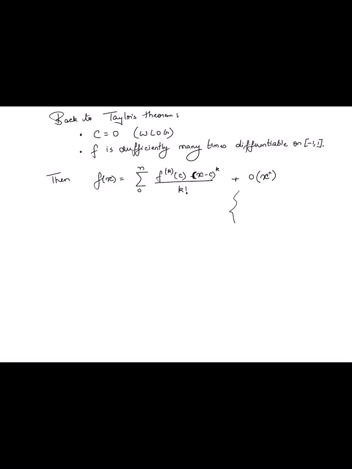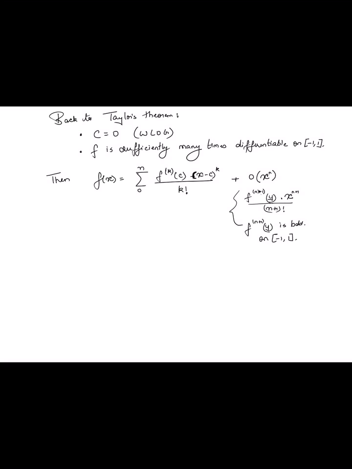Now, why is that? Well, the remainder term is in fact equal to f^(n+1) at some point y between x and 0, times x raised to n plus 1 divided by n plus 1 factorial. Now the thing to note is that this f^(n+1) of y is in fact bounded on the interval from -1 to 1. Why is that?